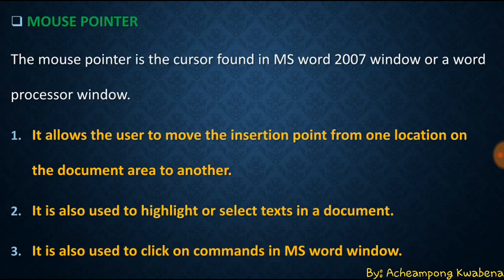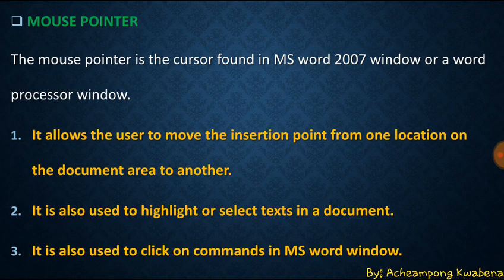Now the next one is the mouse pointer. And I hope you all know what a mouse pointer is. In MS Word 2007 or other word processors, the mouse pointer looks similar to that of the insertion point, but it has a horizontal line below and one above. So that's how it appears in the document area.